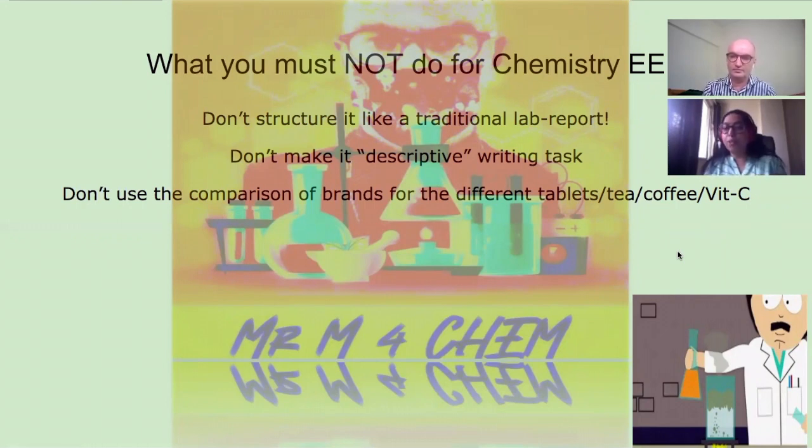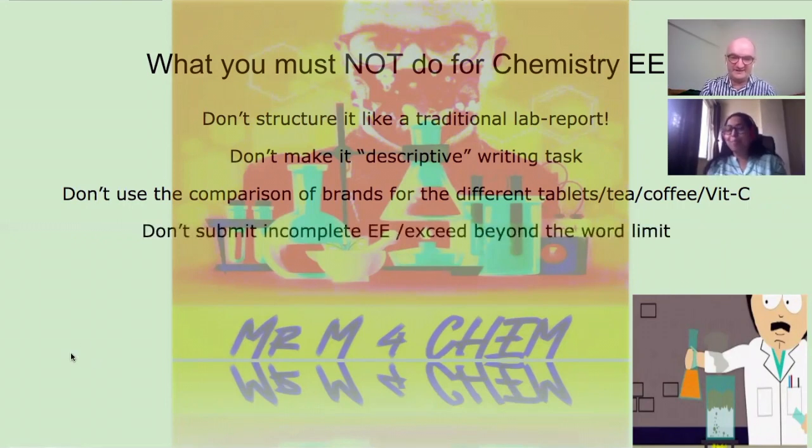It should involve different types of writing styles, if I can say. You can have some descriptive and some narrative, but argumentative is the most important one we would focus on. And we have said it before, we do not suggest students compare brands of different tablets, tea, coffee, vitamin C, juices, syrups. Or any of that, yes. Or any of that, yeah.